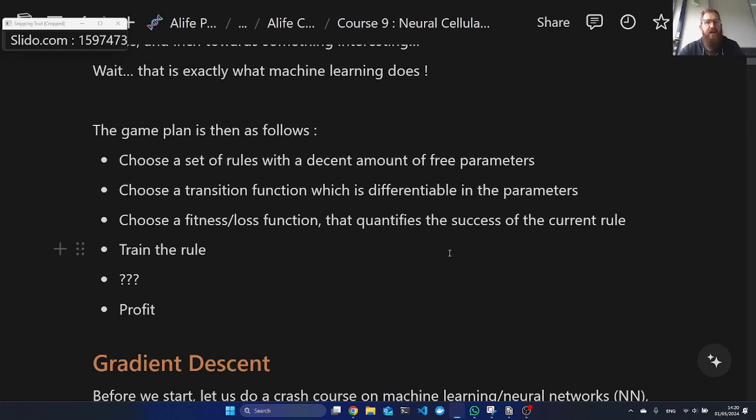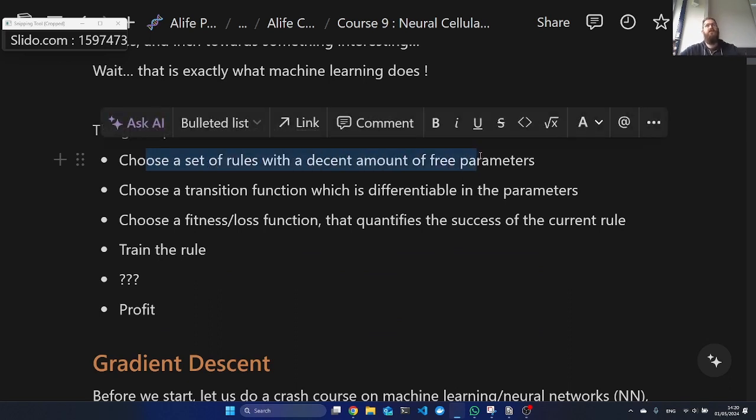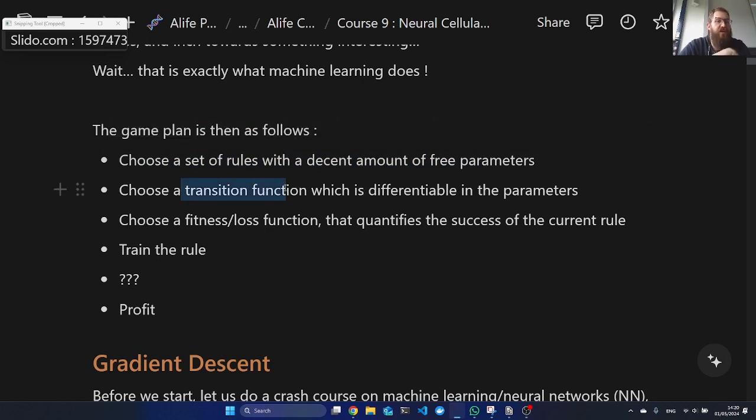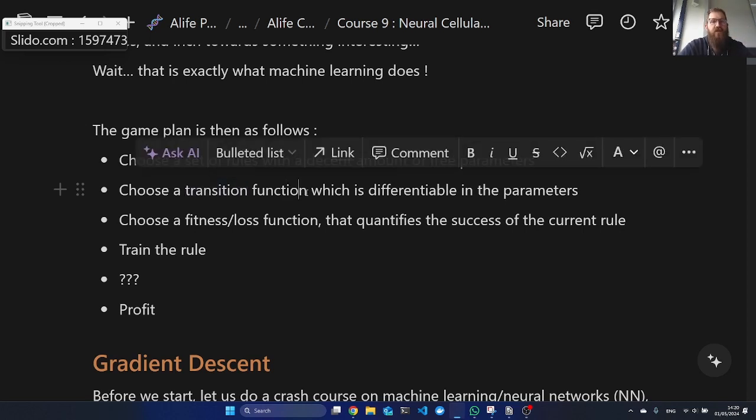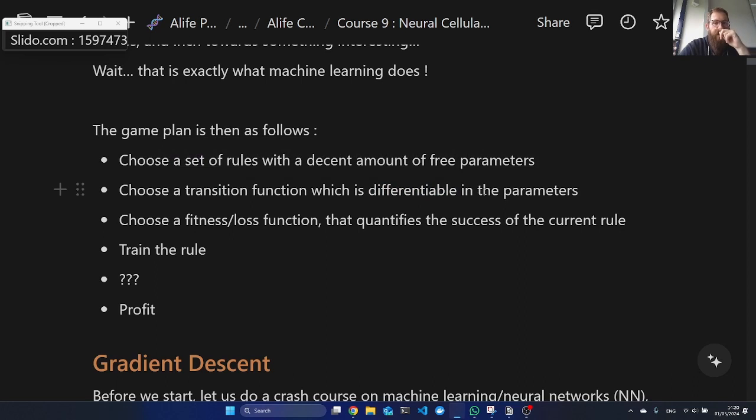for today for designing alive systems is as follows. So we choose a set of rules. This is the space of rules that we will consider. And we choose a space of rules which has a decent amount of free parameters. Then we choose a transition function. This is essentially choosing a rule, but we restrict to transition functions which are differentiable in these free parameters. So we can take a derivative of our rule with respect to the parameters.